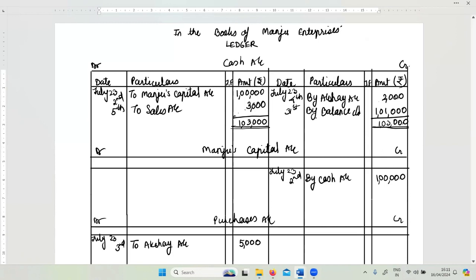Fine. Now this doesn't end the matter. The balance, which was the debit balance, because debit side is more, so this ledger account, cash account, has the debit balance. This debit balance is to be carried forward to the next month, on 1st of August, to balance brought down. And that amount which is remaining is 1 lakh 1,000. Got it? This balance is carried down here.